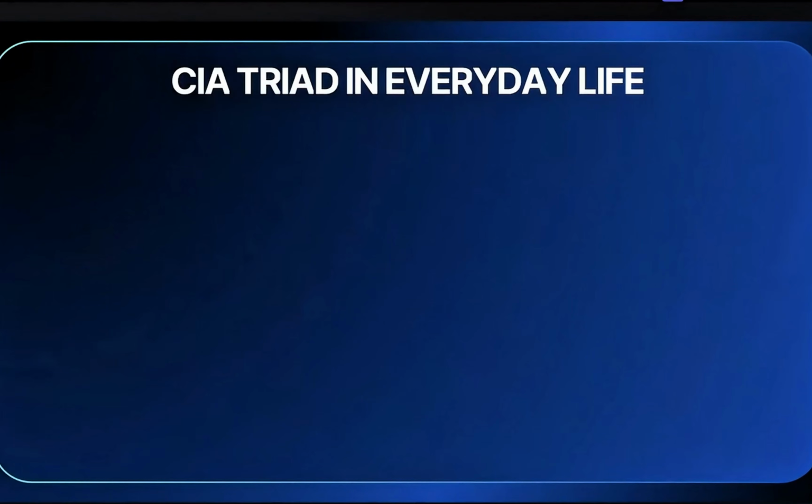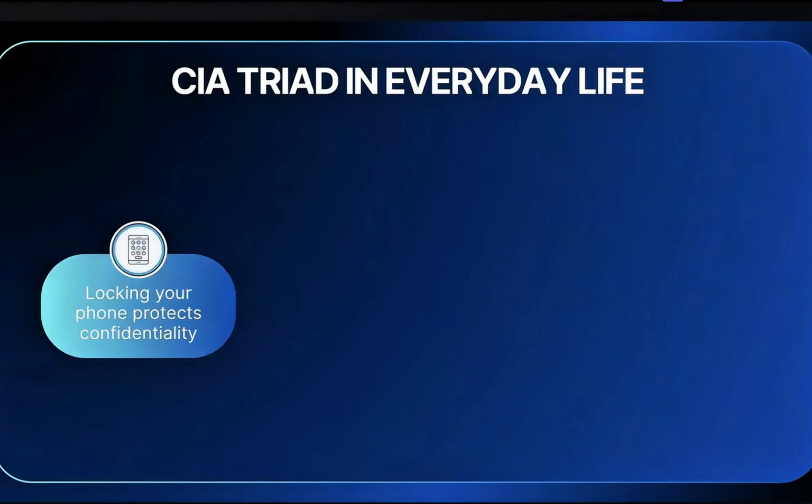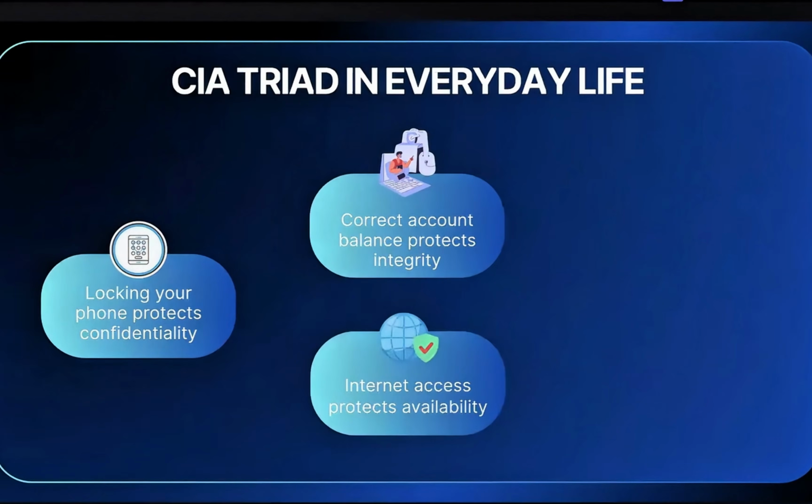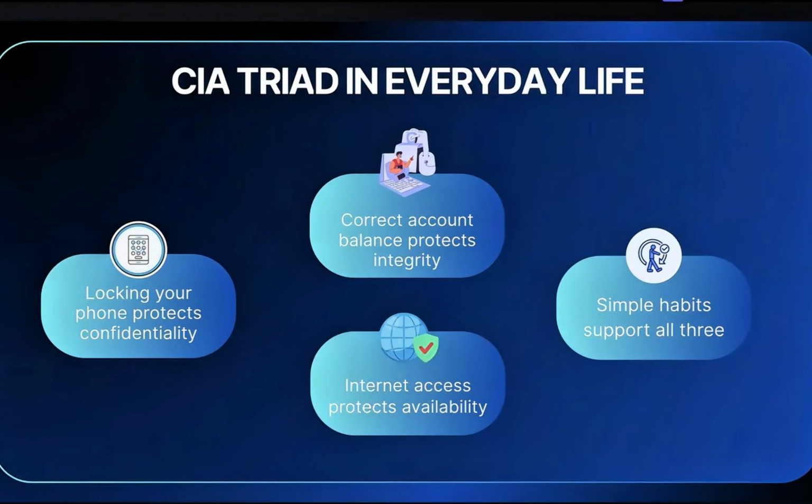So let's consider the CIA Triad in everyday life. The CIA Triad applies to daily digital behavior. When you are locking your phone, that protects confidentiality. When you are seeing the current account balance, that means integrity is there. When you have reliable internet access, that is availability. And to add to this, we must all develop simple habits to protect all three. That is to protect the CIA, which is confidentiality, integrity, and availability.